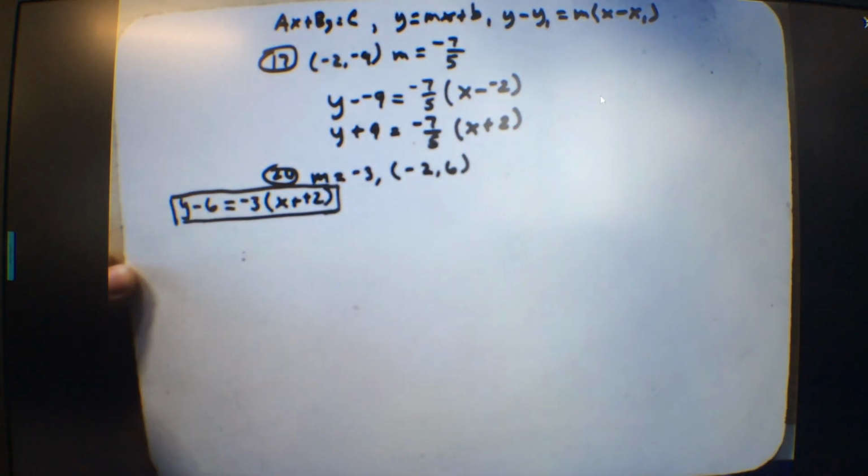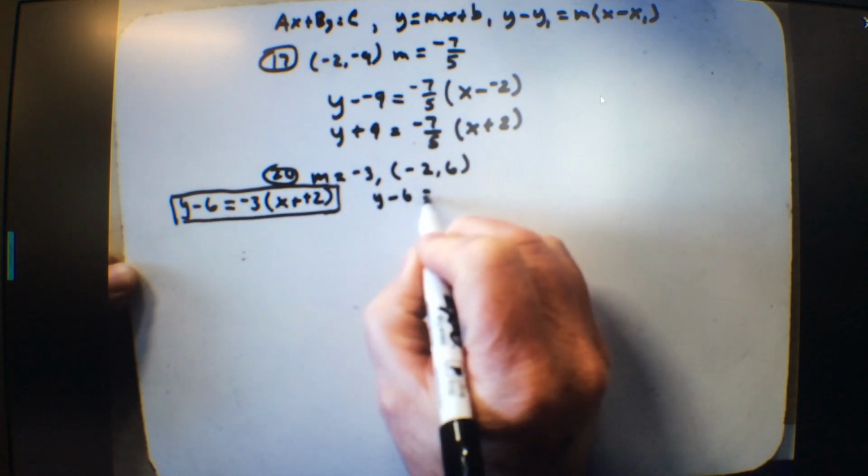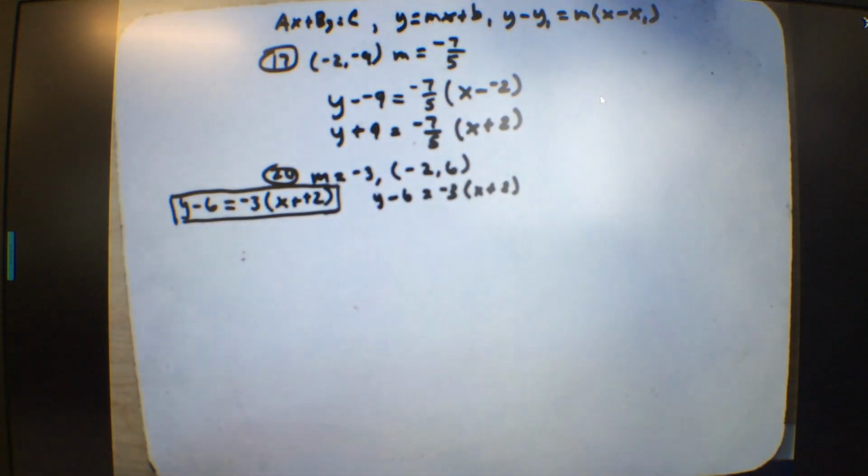All right. Then it says, put it in slope-intercept form. So I'm going to take y minus 6 equals negative 3 times x plus 2. How do I put it in slope-intercept form, Caden?